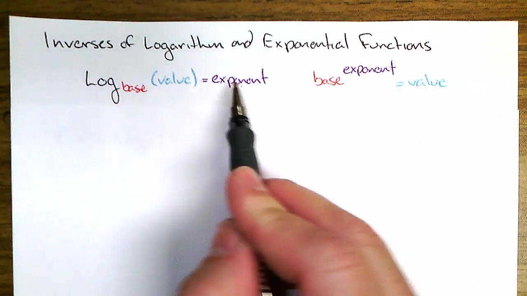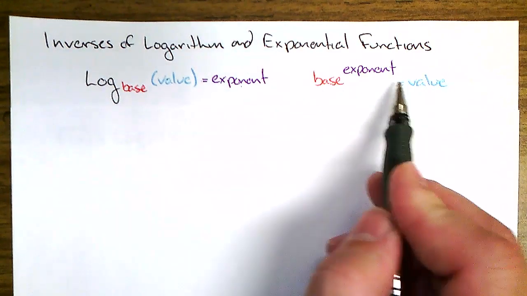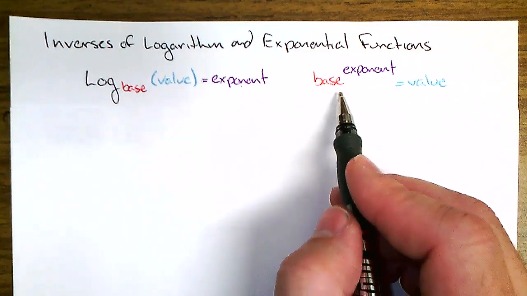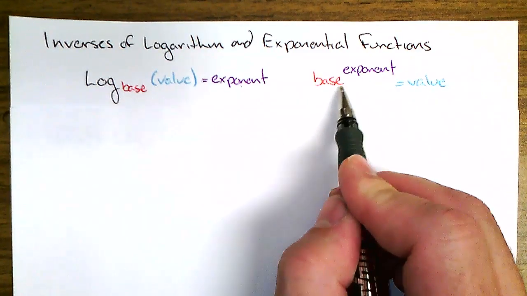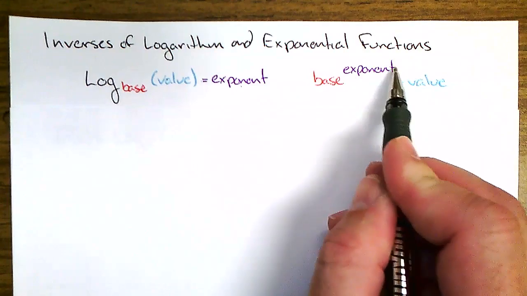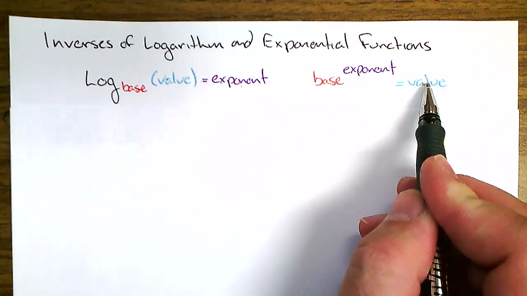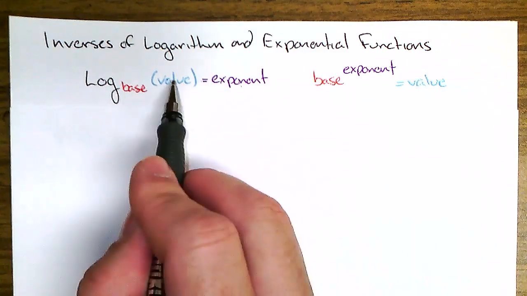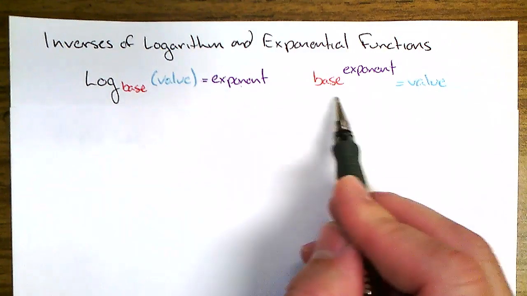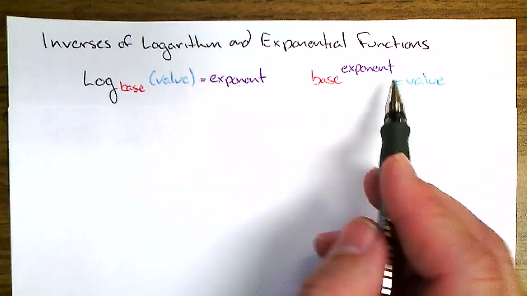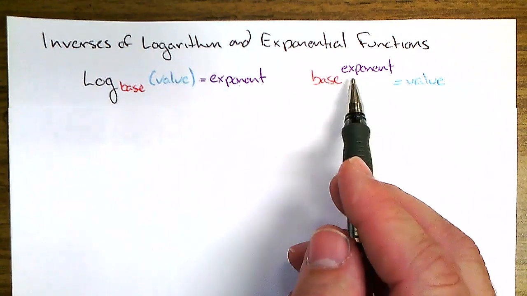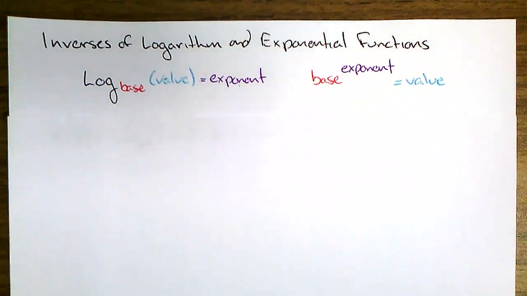The log function is the inverse of our exponential function, and the exponential function is the inverse of our log function. Our exponential function is some base to an exponent equals a value. So if we look at these three parts, base, exponent, and value, we can see that our two functions are related. This becomes a critical piece when we're finding the inverses of either function. So let's start with this example.